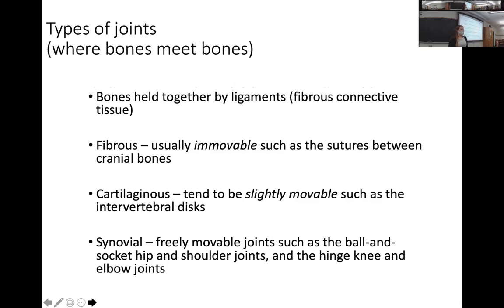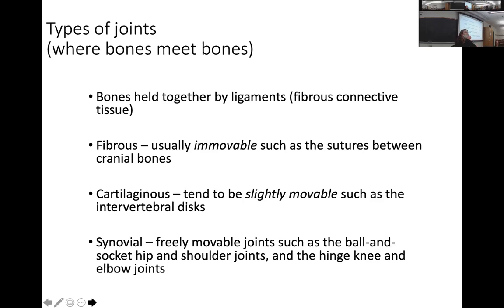So now we have joints. Joints are where bones meet bones. Maybe you've heard somebody say, oh, my joints ache, or, oh, I have an achy shoulder or elbow. Joints are where bones meet bones, and the bones are held together by ligaments. You've maybe heard of some of those ligaments, especially in the knee.